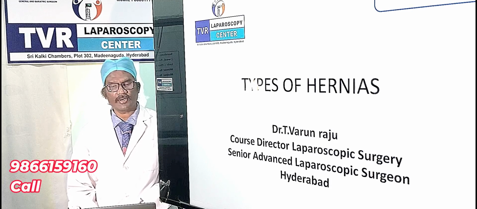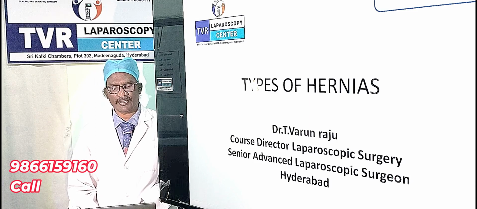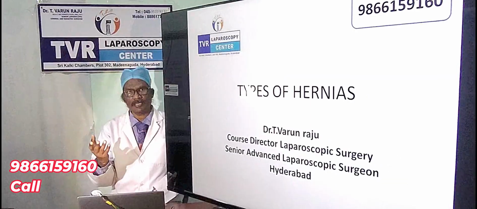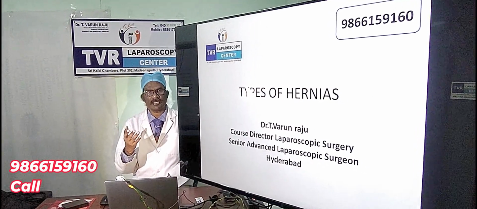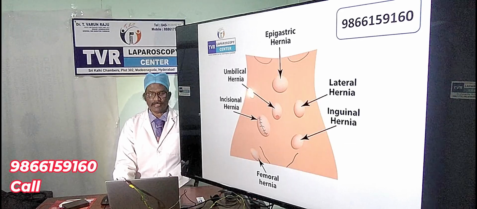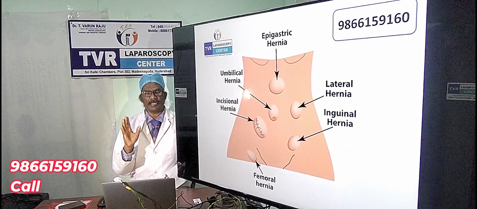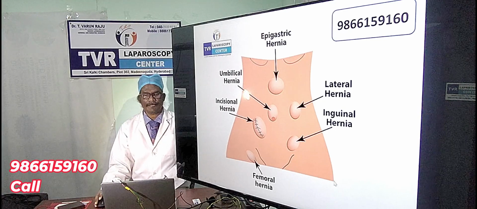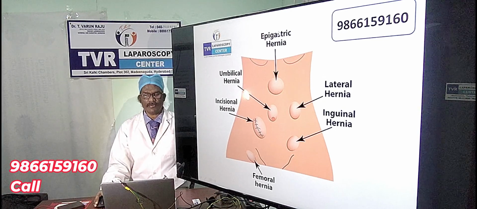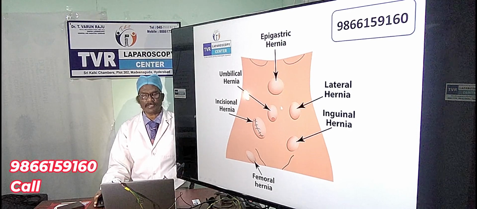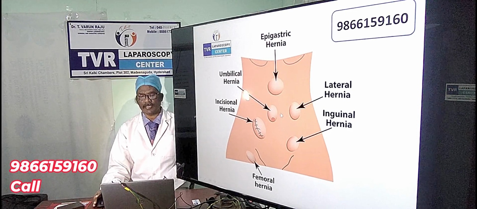So today's public talk is regarding the types of hernia, which I am going to describe in a very brief manner so that a common person can understand exactly what the types of hernia are. There are different types of hernias: in the upper part, the epigastric hernia. Then if you go down, that is the umbilical hernia, and if it is lateral to the umbilicus, that is called a para-umbilical hernia.